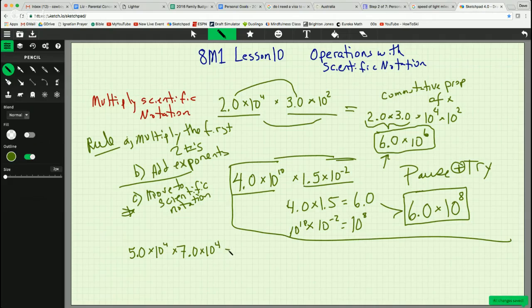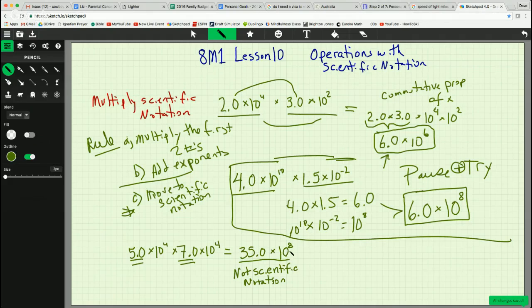Now that's going to equal, watch what happens. If I take 5 times 7, I get 35.0 times 10 to the 8th, right? Add exponents, multiply the beginning numbers. But this number is not in scientific notation. So sometimes you multiply two numbers and you get a number that is in scientific notation, and sometimes you get one that's not.